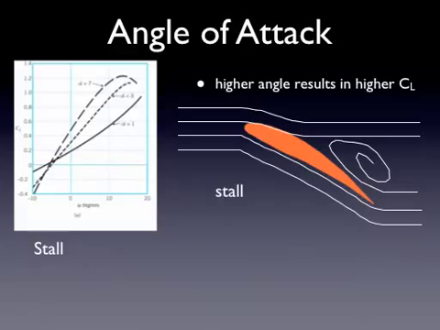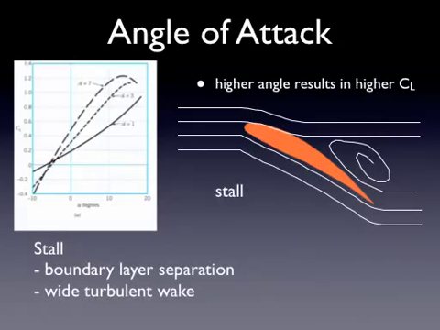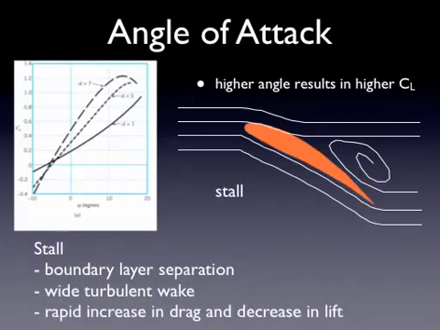So having a wing stall, that means we get boundary layer separation. We have the airflow peeling off the wing with a vortex forming behind it. We get a wide turbulent wake behind the wing. And you get a rapid increase in drag and a rapid decrease in lift all at the same time. And those are pretty bad things that can happen while you're flying. So you get a huge increase in drag and a decrease in lift.